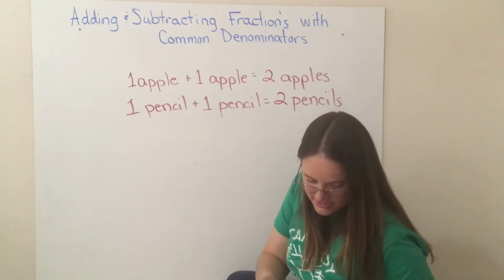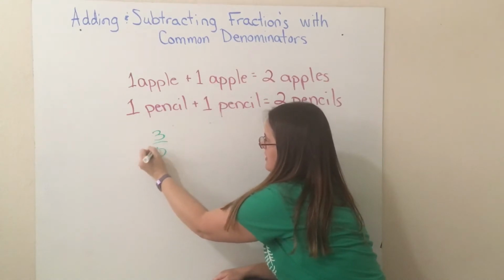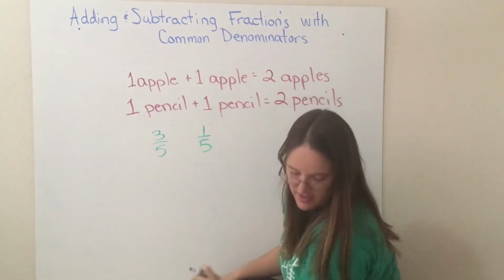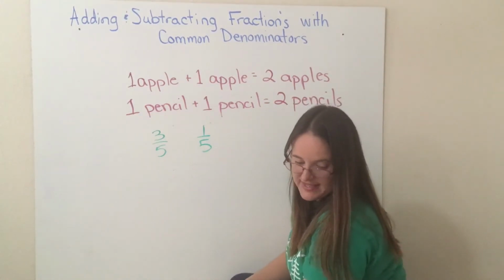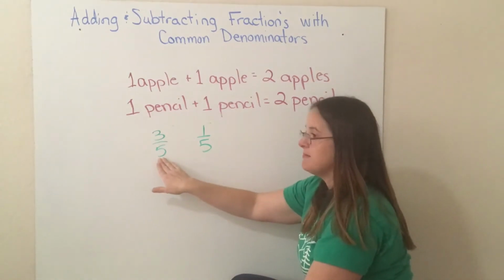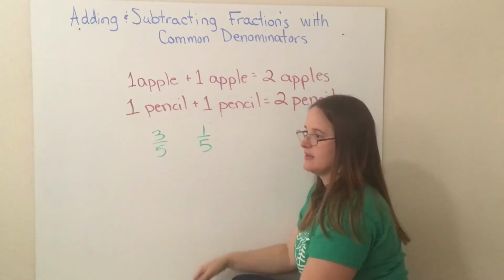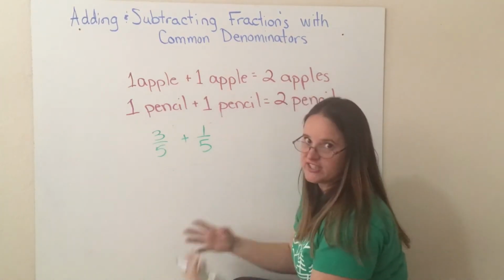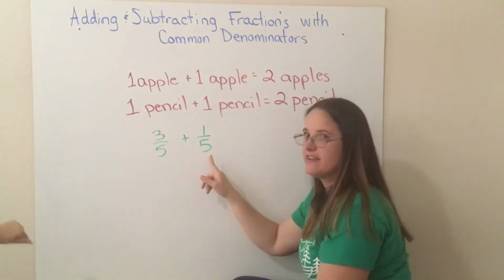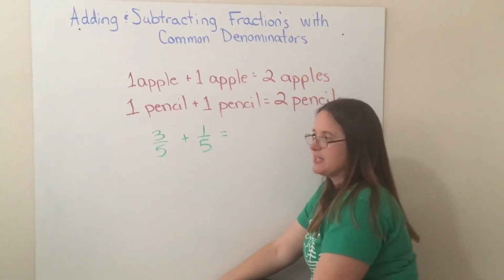Blake mixed 3/5 of a pound of cashews with 1/5 of a pound of pecans. What is the weight in pounds of the cashews and the pecan mixture? So he mixed them together, which means, Nyla, should we add or subtract? We should add, since he's putting them all together. That's a key word for adding. So we have 3/5 plus 1/5. We're adding the same item. So what is 3 pencils plus 1 pencil?